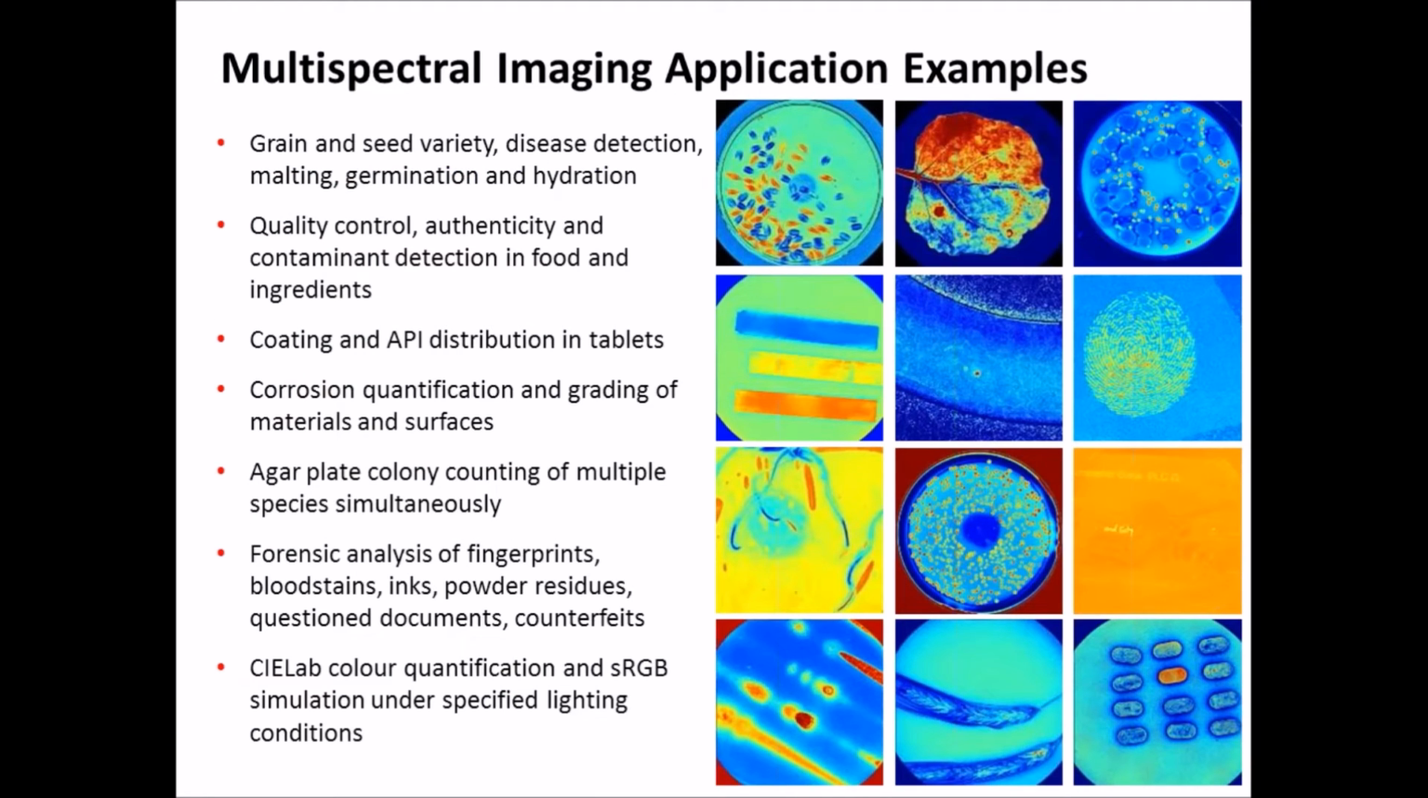Various applications examples in general, so for grain and seed variety, disease detection, there's lots of malting applications, germination and hydration. In food, we can look at quality control, authenticity, contaminant detection. As I mentioned, the FSA, the Food Standards Agency, is very interested in this at the moment. The Laboratory of the Government Chemist, LGC, is trialling a VideometerLab 4 to look at food authenticity in various scenarios.